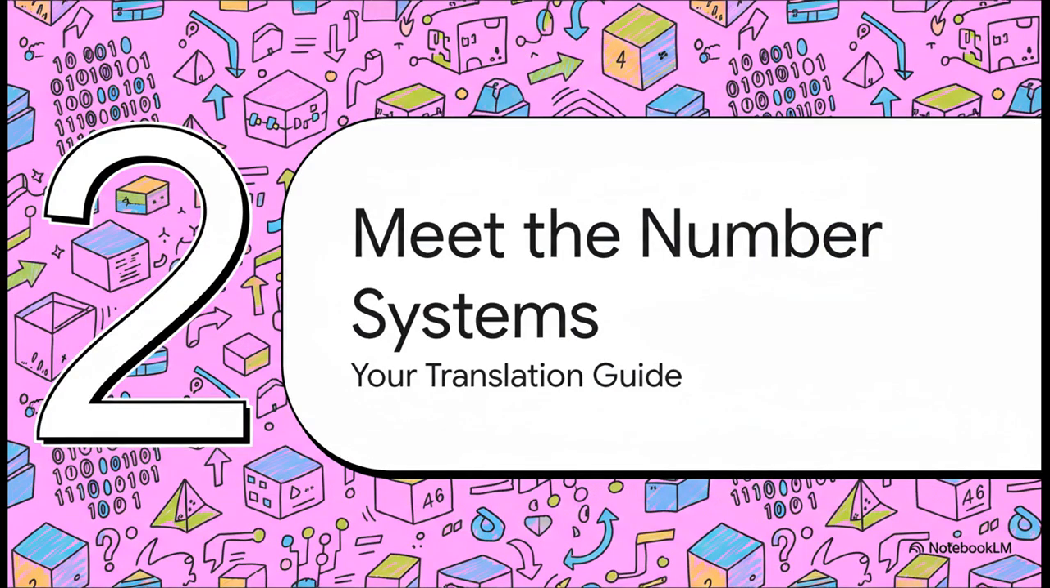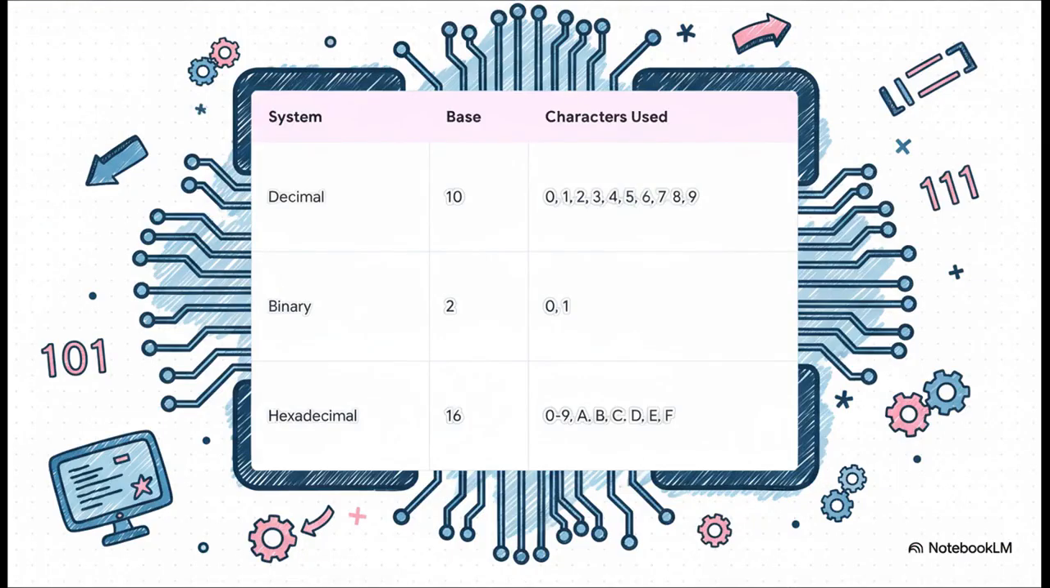So let's go ahead and meet the key players in our translation guide. We're going to be looking at 3 main systems: our familiar decimal system, the computer's native language, binary, and another one called hexadecimal, which is a really useful kind of shorthand. Okay, this table lays it all out for us perfectly. You can see decimal is base 10 with its 10 characters. Binary is base 2 with just 2.